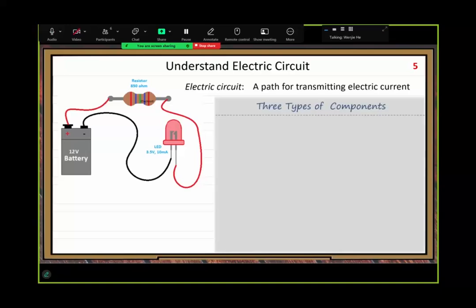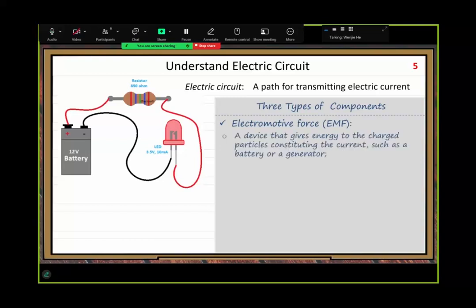All right. Three types of components. The first type of component, electromotive force. So we use capital EMF to represent the first component. This component provides the power, right? The source of the power. A device that gives energy to the charged particles constituting the current, such as a battery or generator.